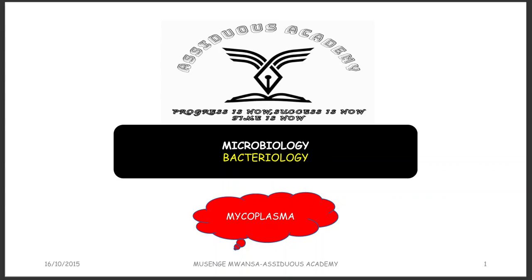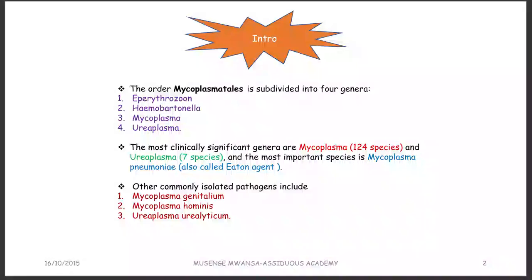Now let's talk about mycoplasma. Mycoplasma, number one, is of the order Mycoplasmatales, and it's divided into four genera. In this order, you have got Eperythrozoon, Haemobartonella, and then you have got Mycoplasma, and then Ureaplasma.